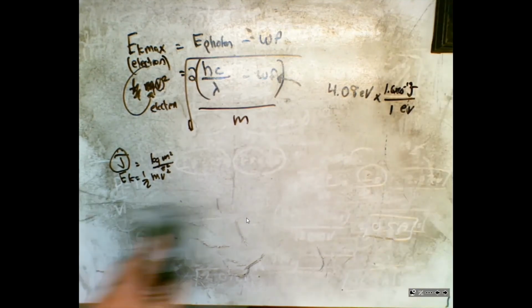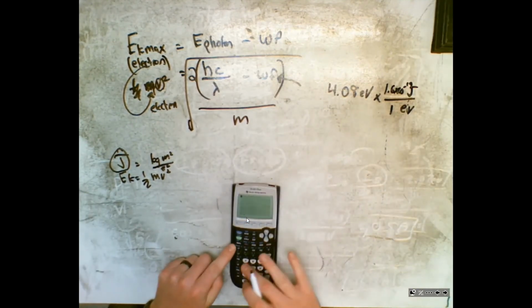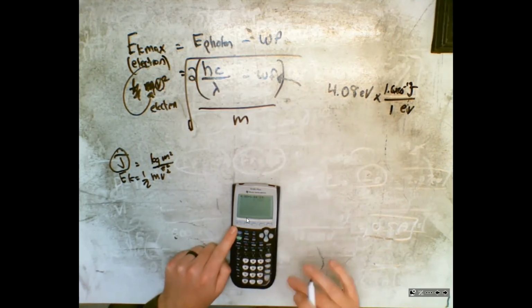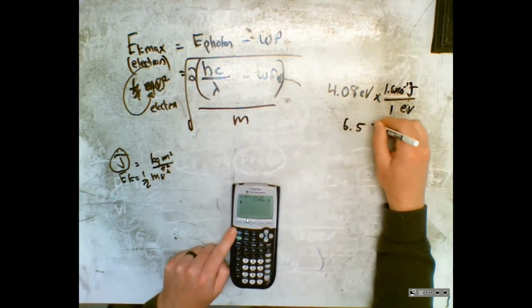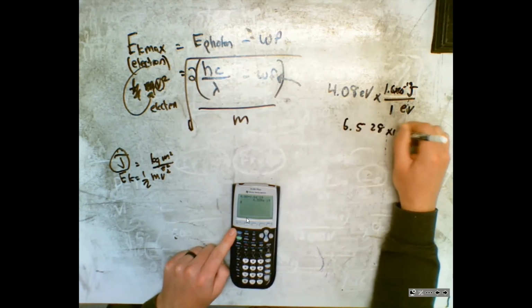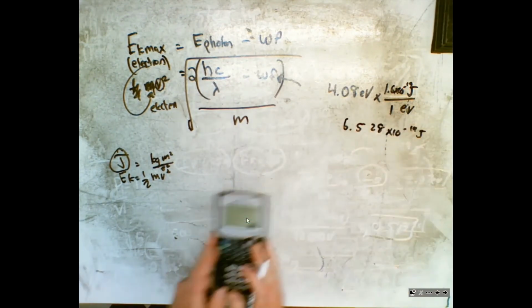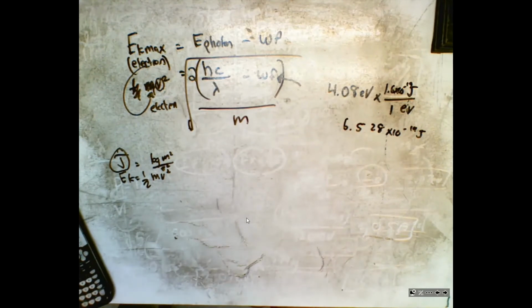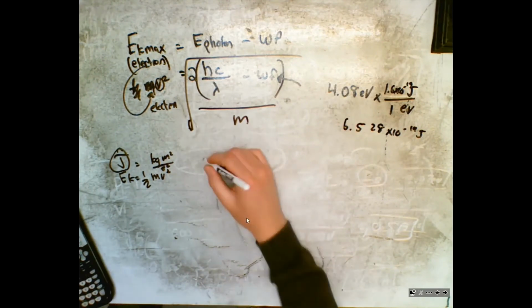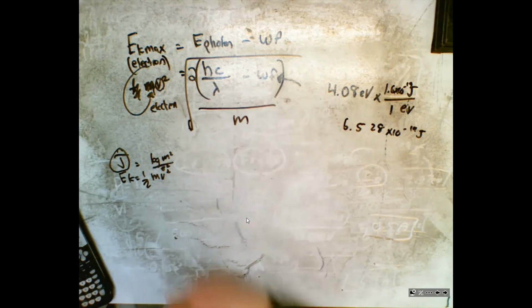So if we go 4.08 times 1.6 times 10 to the negative 19, we get 6.528 times 10 to the negative 19 joules. So now everything will be in joules and it'll work. Okay. And as you do more of these problems, you'll see when you can be in electron volts and when you can be in joules.